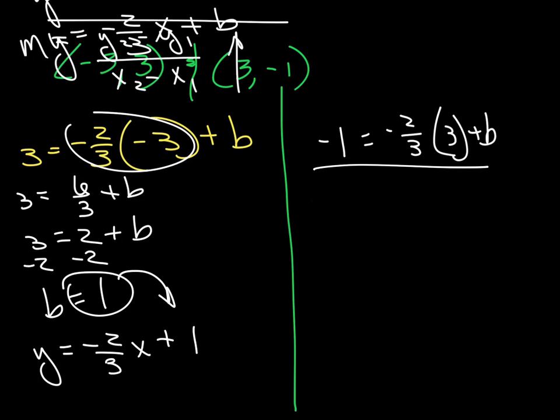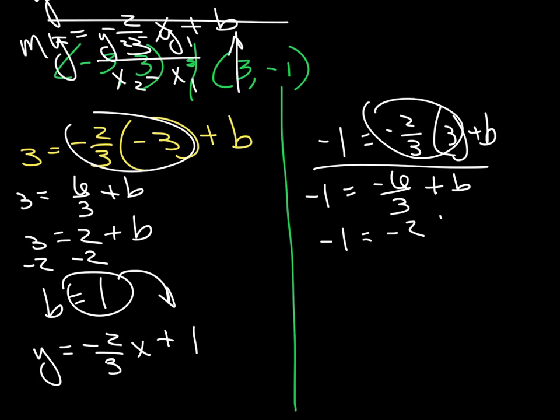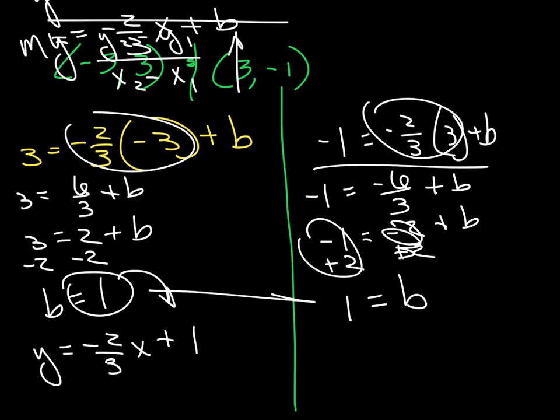Let's use this one over here. Negative 1 equals, multiply this, negative 6/3 plus b. So negative 1 equals, negative 6/3 is negative 2, plus b. Add 2 to both sides. And this gives me 1 equals b. So notice my b is the same for either one of them. It doesn't matter which of those.